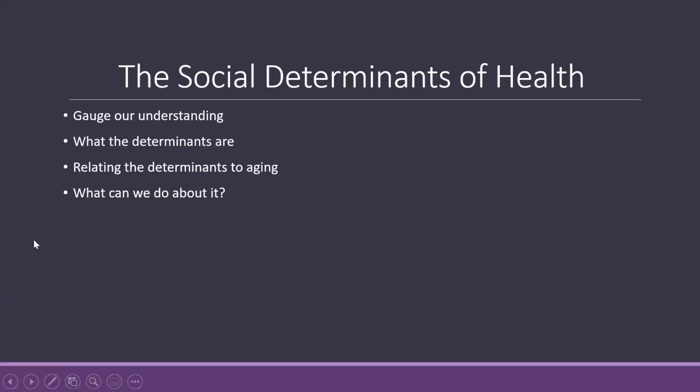So let's see. Okay, so what we're going to be doing today, we're first going to start by gauging our understanding, just seeing where we're at with our understanding of the social determinants of health. We'll go over what the determinants are. Then we'll talk about how they relate to aging. And at the end, we'll do a little bit on what we can do about it.